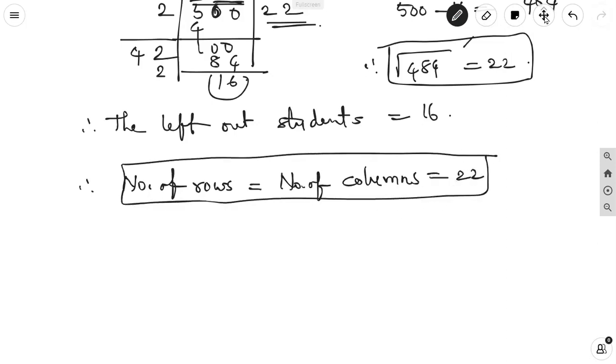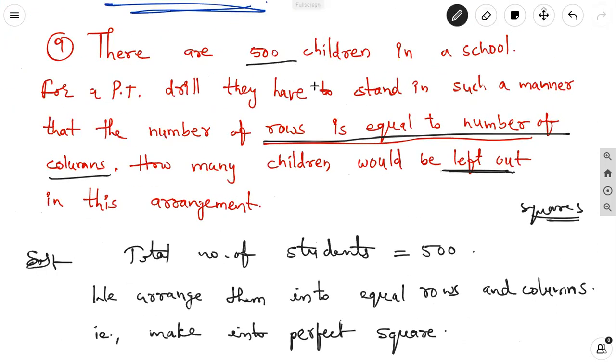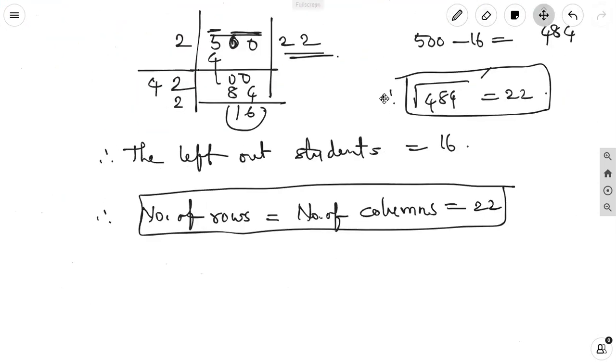Again, read the question. There are 500 children in a school. For a PT drill, they have to stand in such a manner that the number of rows is equal to the number of columns. How many children would be left in this arrangement? In this arrangement, 16 children are left, and we get the number of children 484. Take the square root of 484, we get 22. So the number of rows and number of columns are equal to 22. Okay.